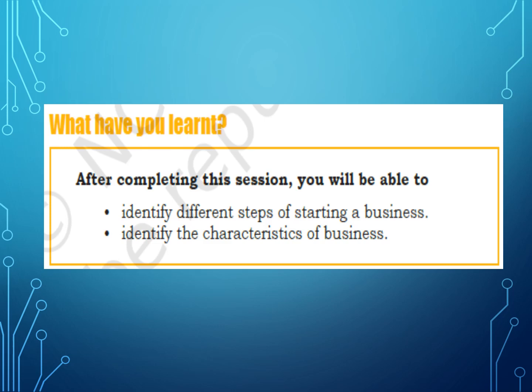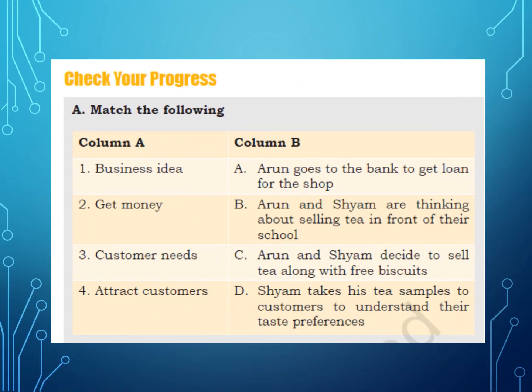That's all. The lesson is over, children. From this lesson, what have you learnt? How to identify the different steps of starting a business, and then how to identify the characteristics of business. Everything you learnt from this session. Read this session. In the next slide, I gave a check your progress exercise. Read and answer that, children.